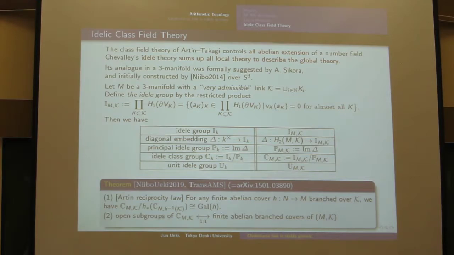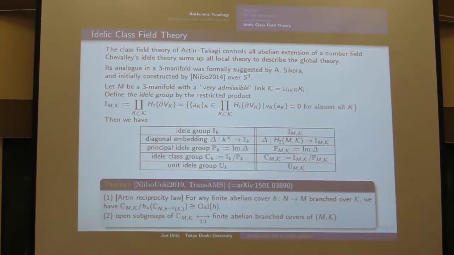Then we have analogs of objects in number theory on the topology side. We can prove analogs of the main theorems in ideal class field theory. The first one is Artin's reciprocity law. For any finite abelian cover branched over K, we have this isomorphism. In addition, we can define a good topology on this ideal class group. Then there is a one-to-one correspondence between open subgroups and finite abelian covers. This is what I did in my PhD thesis four years ago.